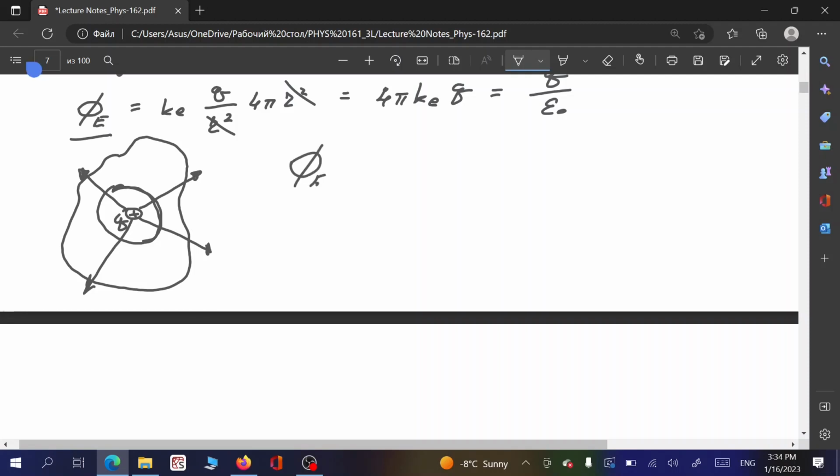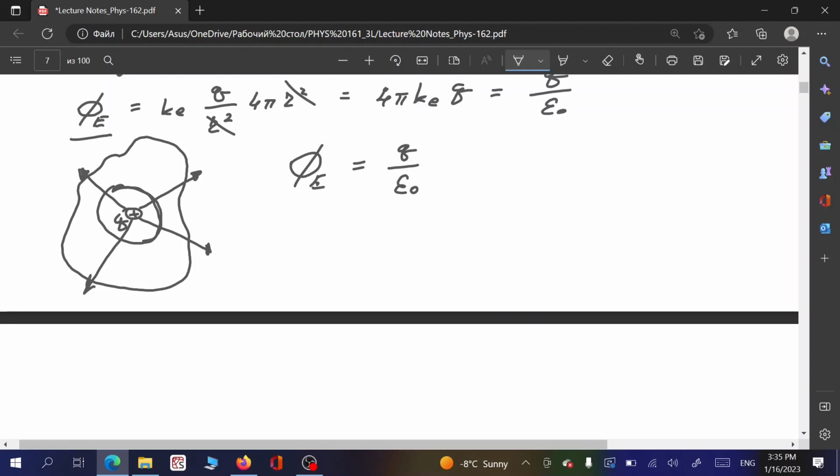Can write it down here. Electric field flux through a closed surface of any shape will be equal to the electric charge enclosed in this surface, and we also need to take into account the permittivity of free space. So that is the definition of Gauss law, and with this we can proceed further in terms of calculating electric fields created by more sophisticated continuums of electric charges.